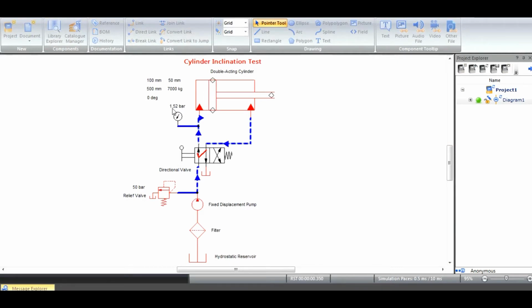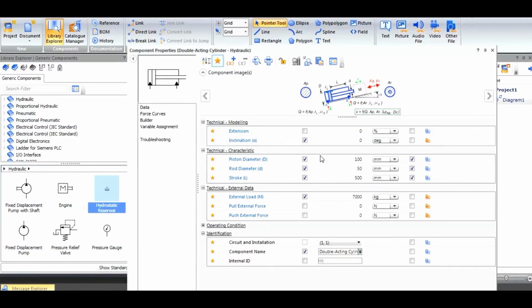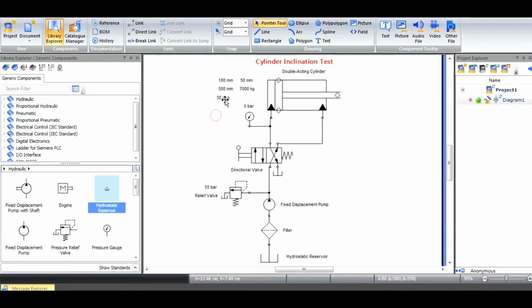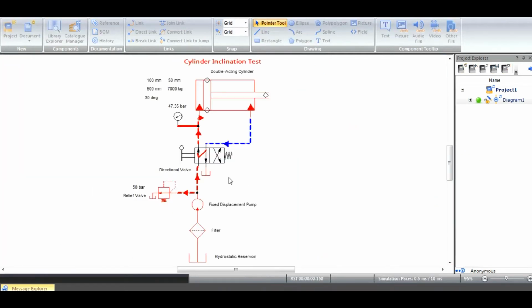Similarly, you can now change the inclination angle of the cylinder to 30 degrees and check the pressure required to push the cylinder. Check the simulation for 30 degrees. Now the pressure required is near about 45.5 bar.